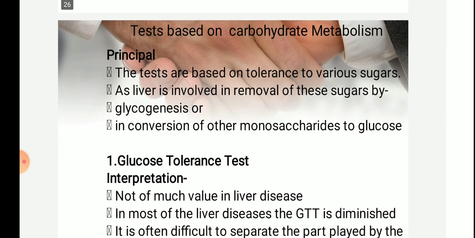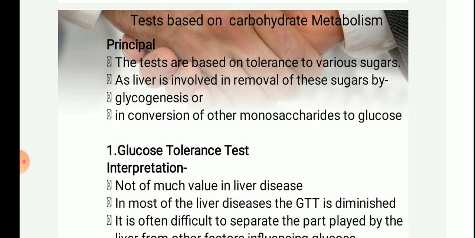So test based on carbohydrate metabolism. So even this is an important function of the liver in carbohydrate metabolism. Hence the test based on it. Principle: the tests are based on tolerance to various sugars, as liver is involved in removal of these sugars by glycogenesis or in conversion of other monosaccharides to glucose.